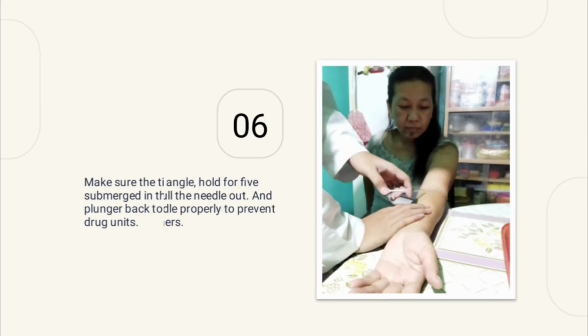And number 6 is how you administer it on a patient. Inject it at a 5 to 15 degree angle, hold for 5 seconds, then pull the needle out, and dispose of the needle properly to prevent any harm to others. You cannot reuse your needle, and the administration of this drug should be at the forearm.